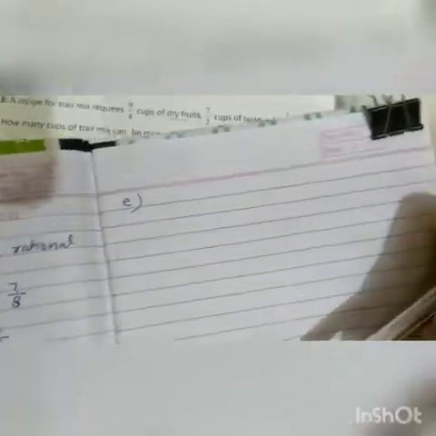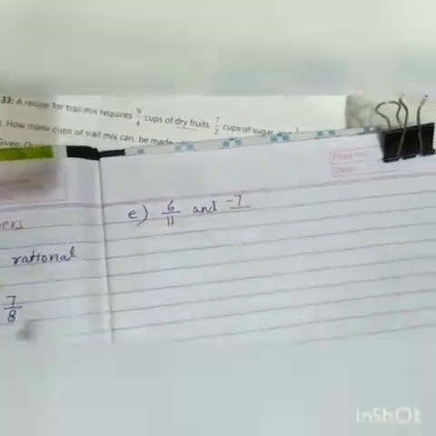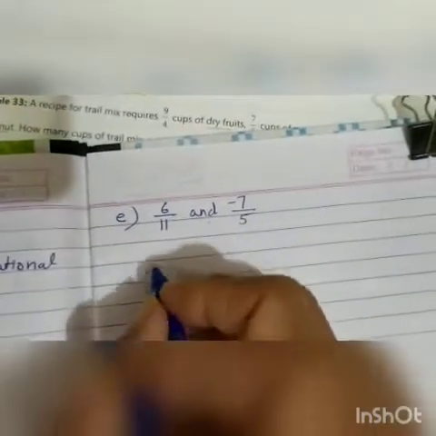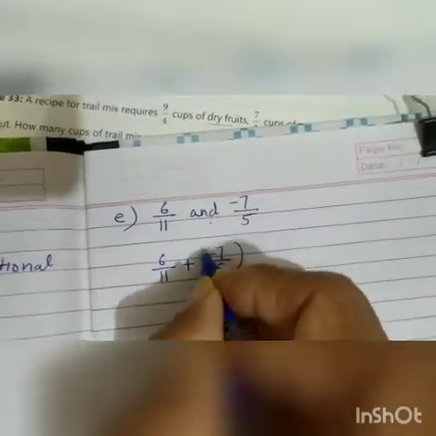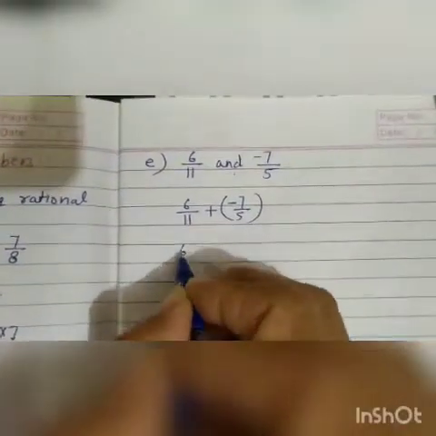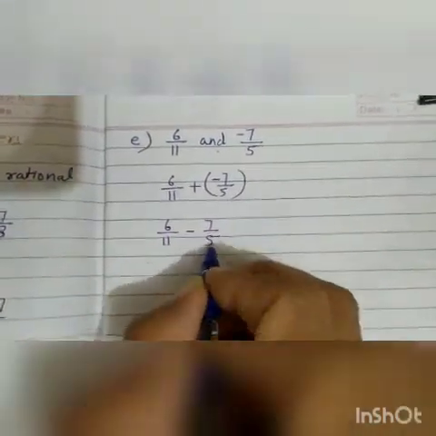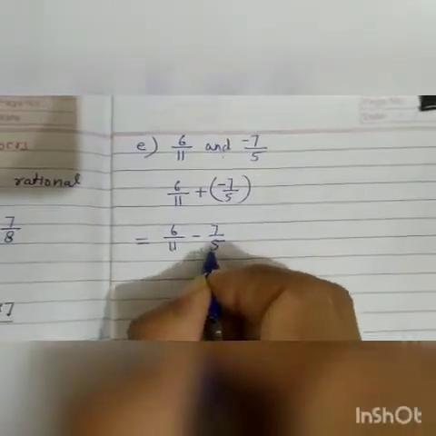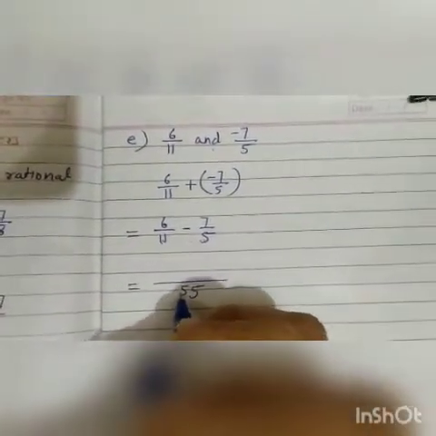Now it's E part. In E part, the question is 6 upon 11 and minus 7 upon 5. Again, first we will write it 6 upon 11 plus minus 7 upon 5. This is 6 upon 11 minus 7 upon 5. Now again both the denominators are not same, they are different. We will find the LCM of 11 and 5. It will be 55.